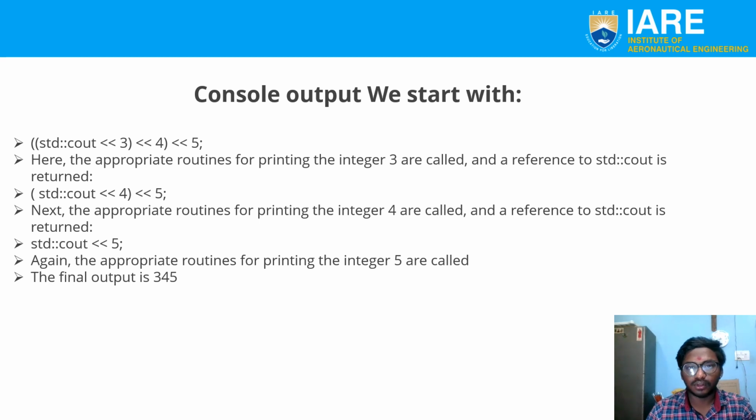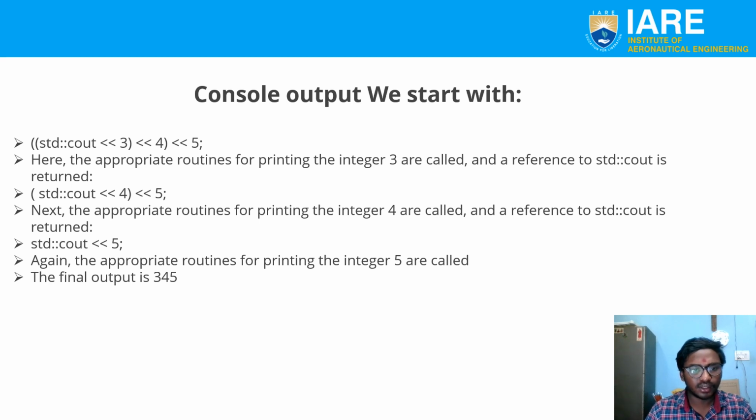Console outputs. We start with ((std::cout << 3) << 4) << 5. Here the appropriate routines for printing the integer 3 are called, and the reference to std::cout is returned: (std::cout << 4) << 5.